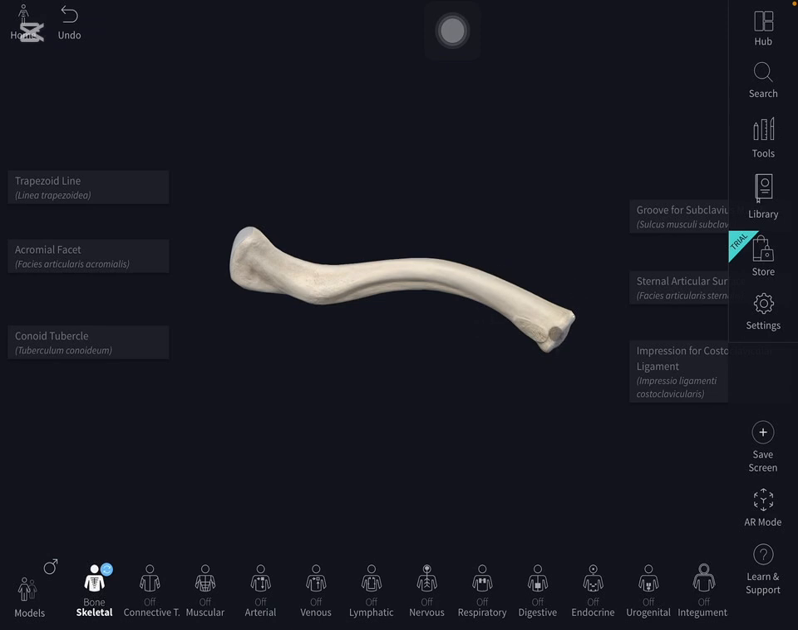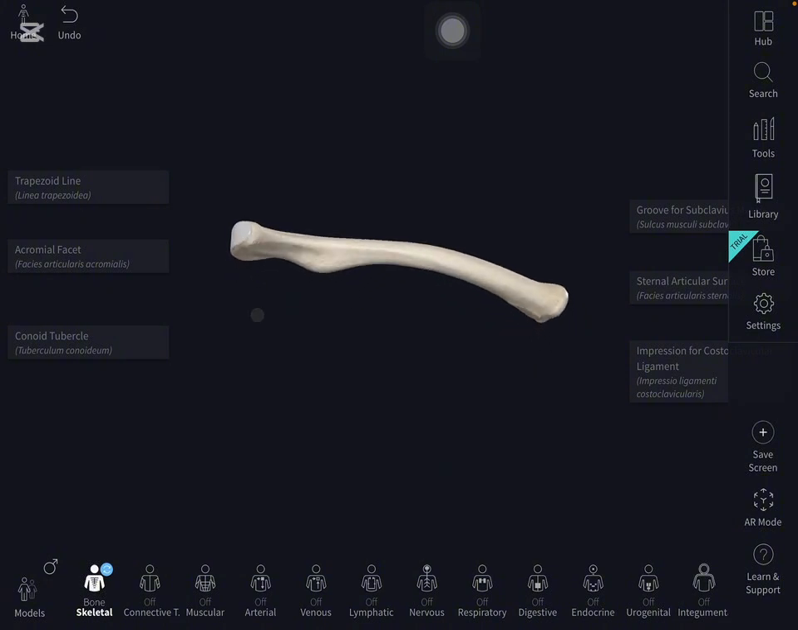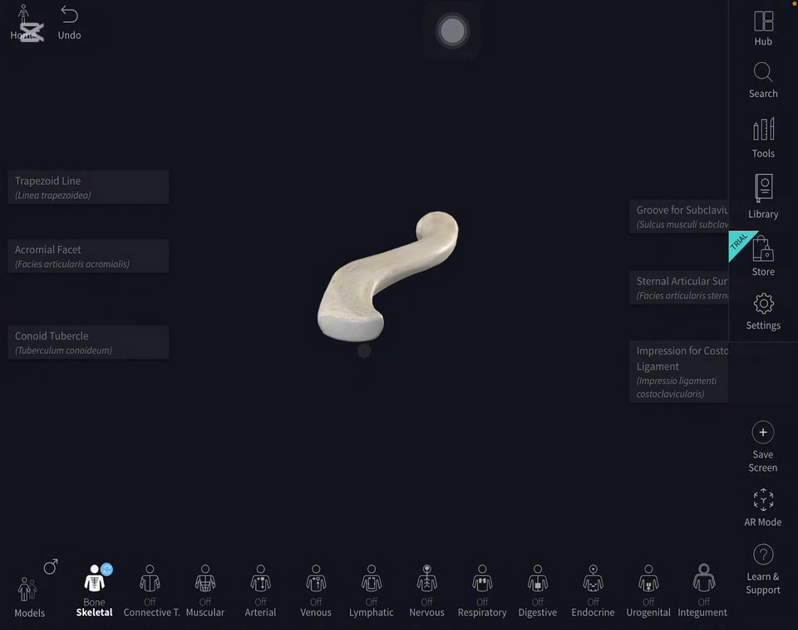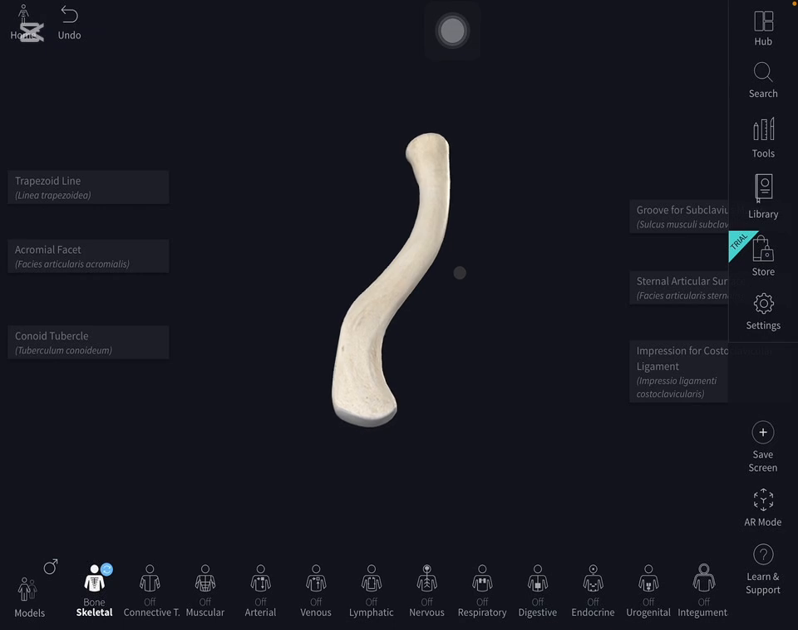Okay, and after fracture, the lateral end of the clavicle is displaced inferiorly by the weight of the arm and displaced medially by the pectoralis major muscle, and the medial end is pulled superiorly by the sternocleidomastoid muscle.